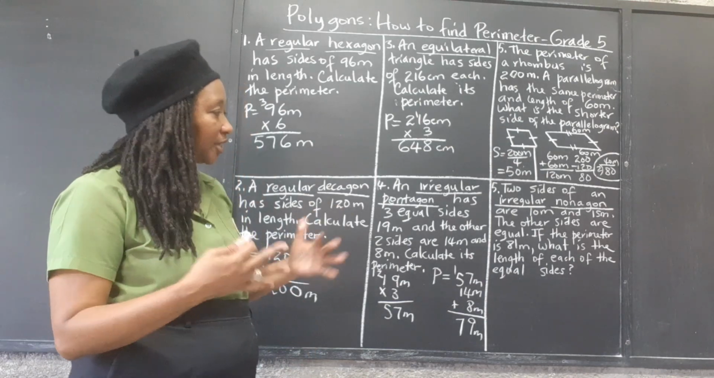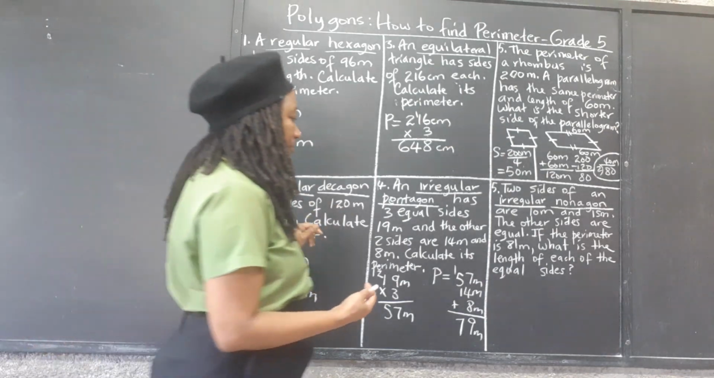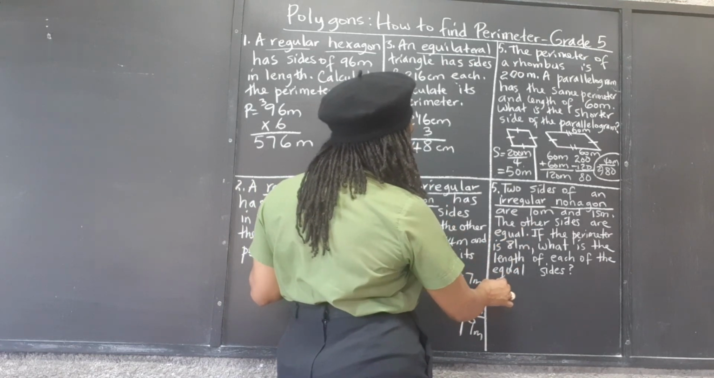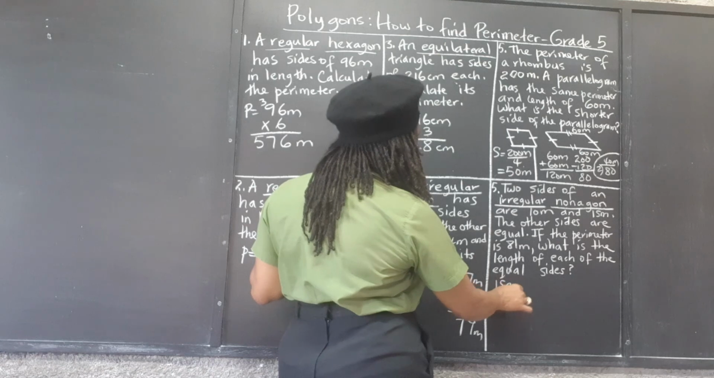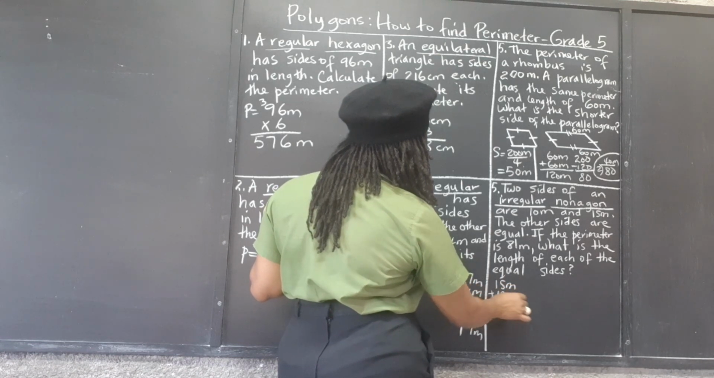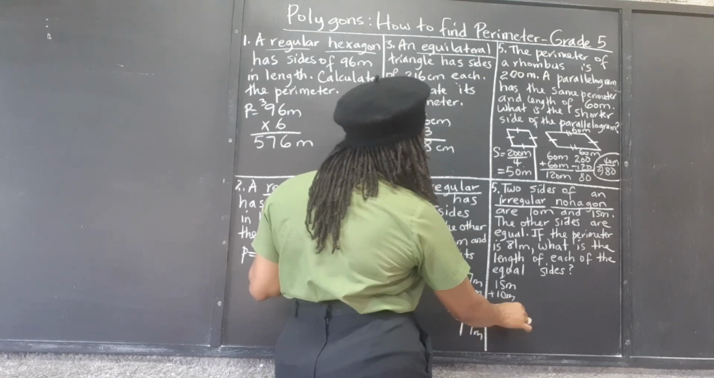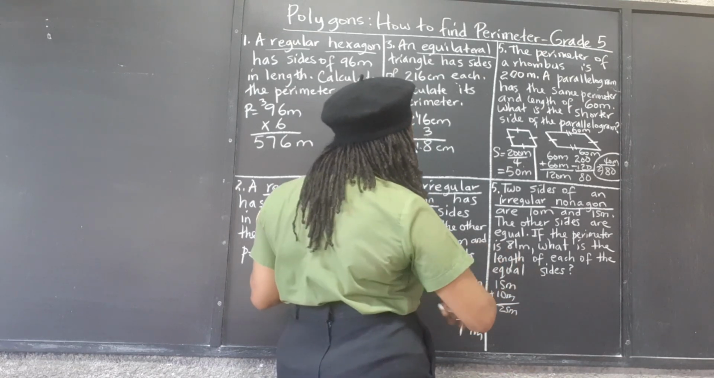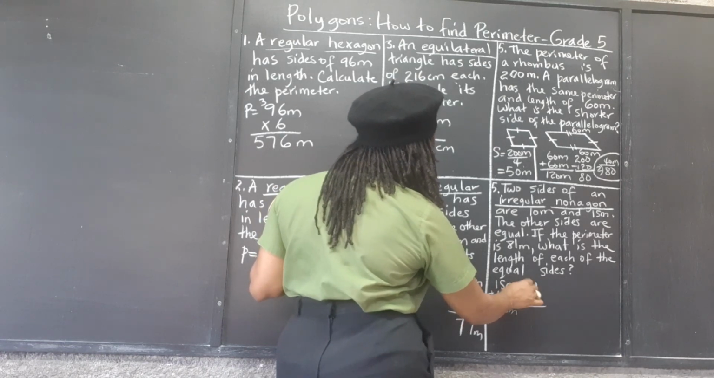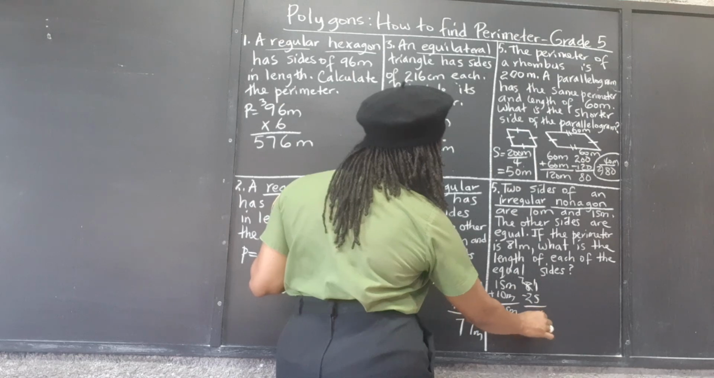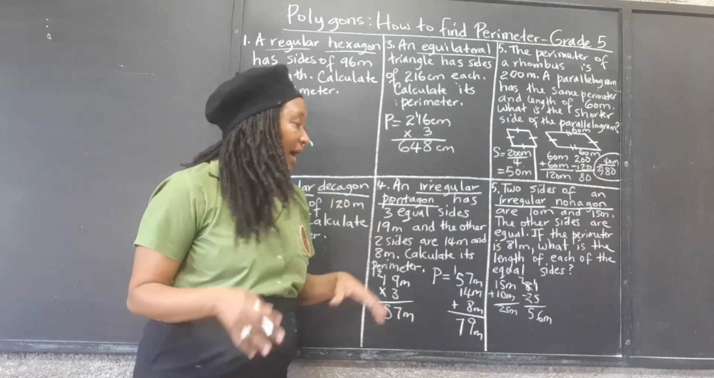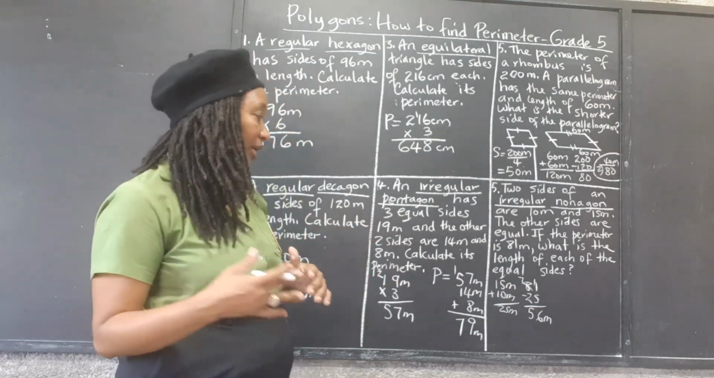Alright, so let's add the two sides that we know already. 15 meters and 10 meters. So that's 25 meters. We know the perimeter is 81, so let's take out what we know. Take out the two sides that we know from the 81. So 56 meters are left, and that we must share equally among the other sides.